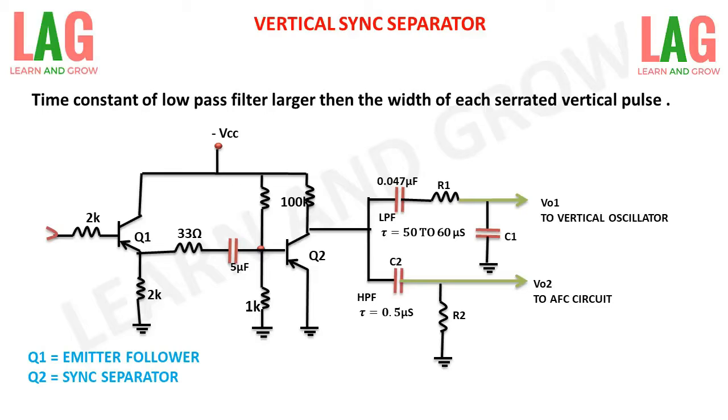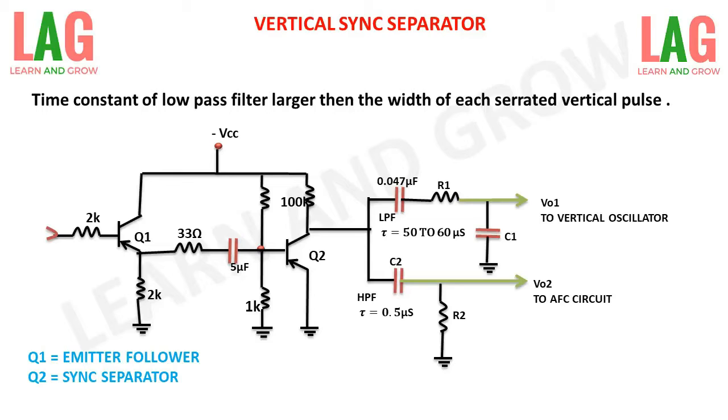This circuit is arranged in such a manner to produce a synchronizing pulse output at the transistor Q2, and that is given to the two circuits to separate the synchronizing pulses of vertical and horizontal individually. For that we are using a low pass filter circuit and a high pass filter circuit. The low pass filter circuit is designed with the help of a resistor and capacitor. The high pass filter circuit is designed with the help of a capacitor and resistor.